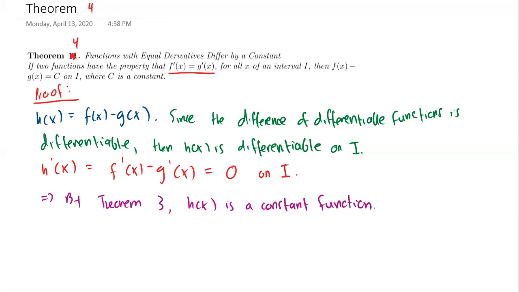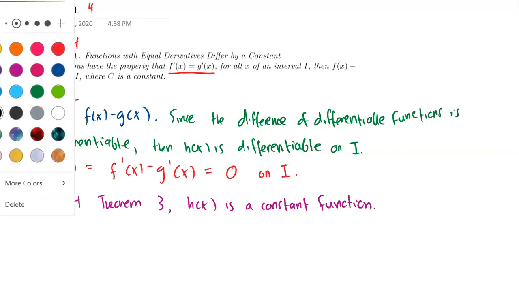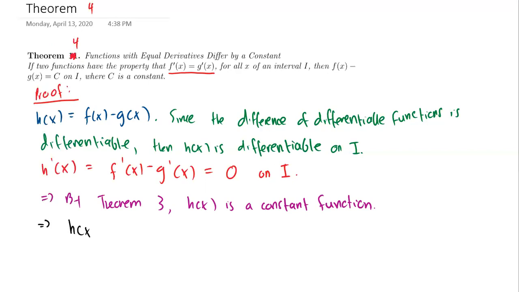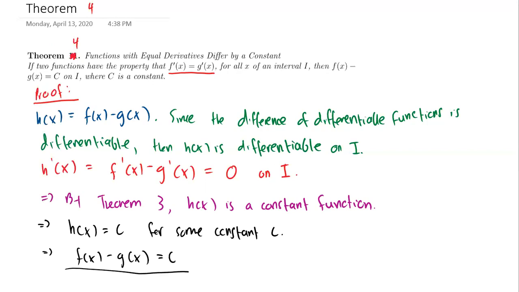Right? So what's a constant function? Well, that means h of x equals c, for some constant. But remember how h of x was defined? H of x was f of x minus g of x. So substituting that in, we get our conclusion. We wanted to show that f of x minus g of x was c, meaning that f and g differ by a constant on I, and that's what we have. F of x minus g of x equals c.